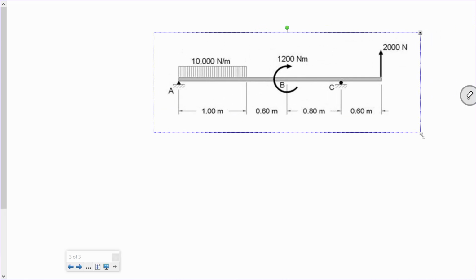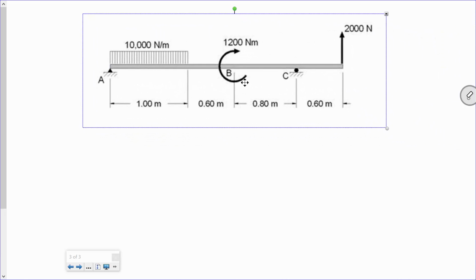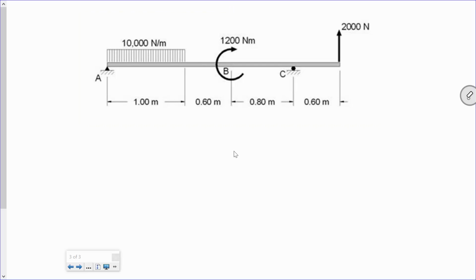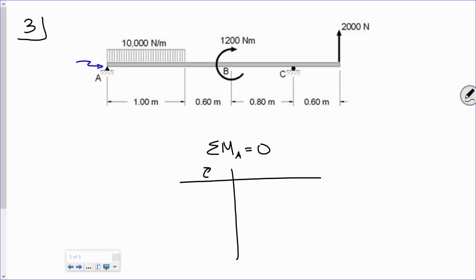So let me actually make this a little bigger. Okay, so we've agreed that we're going to sum moments right here. I'm going to do the same thing I did before: sum moments at A equals 0. Draw myself a little table saying everything going this way has to equal everything going this way.